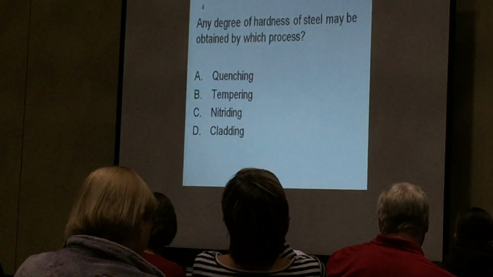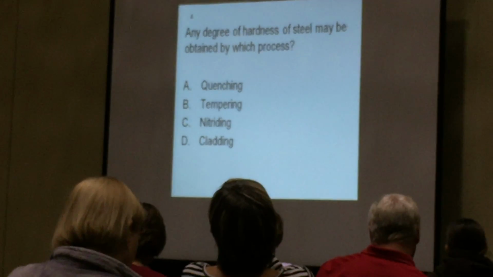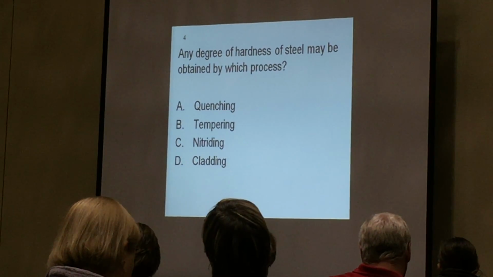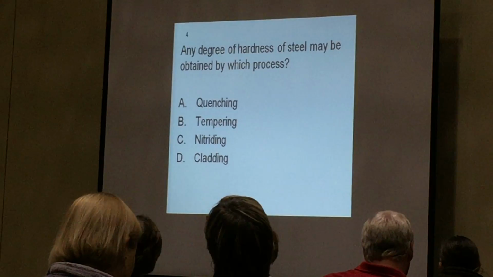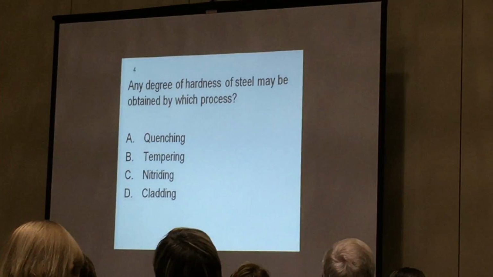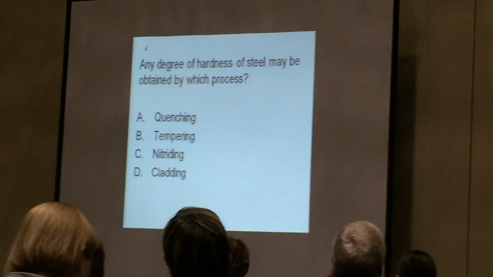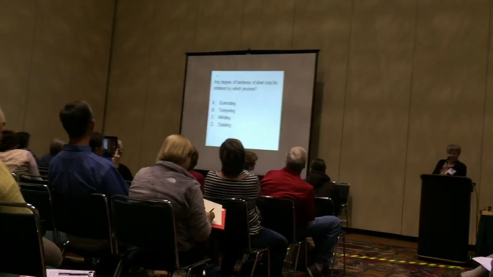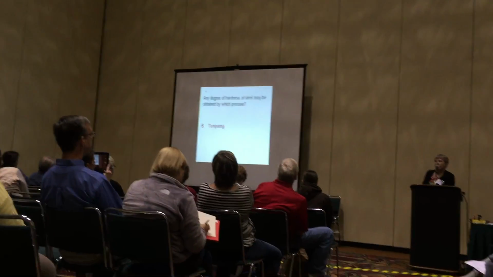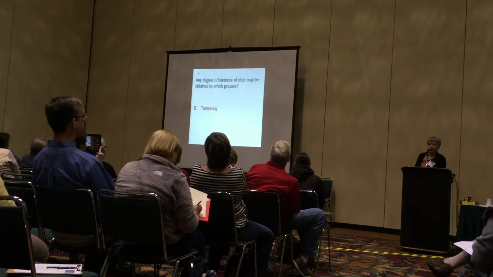Here's a question on different terms that you will see associated with alloys, such as steel. Any degree of hardness can be obtained by which process? All of these processes happen with alloys in producing steel, but tempering is the one where you can adjust the amount of hardness that you need.